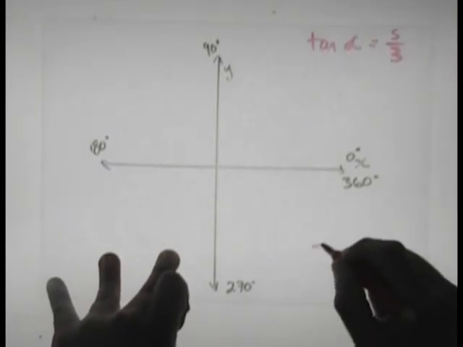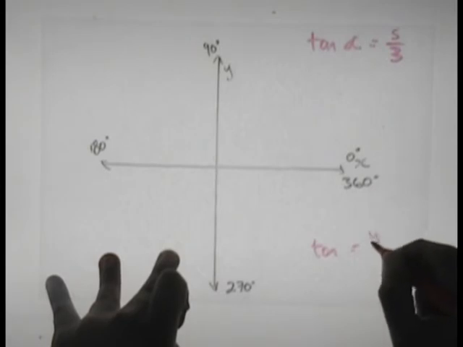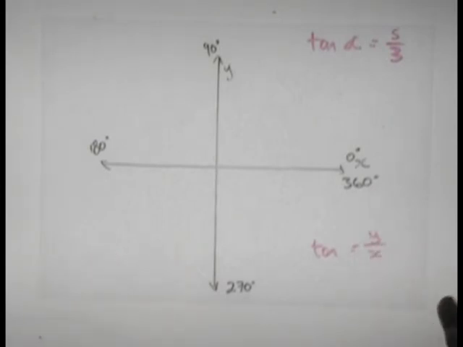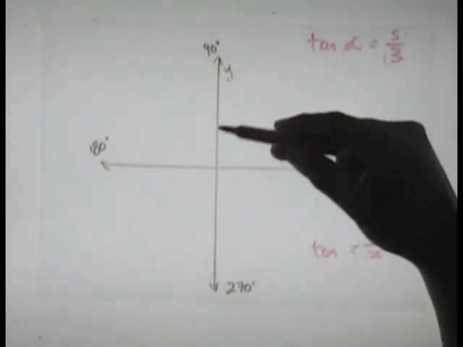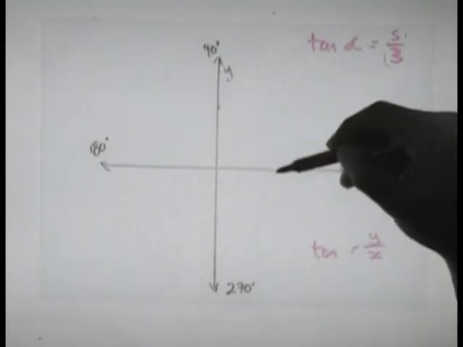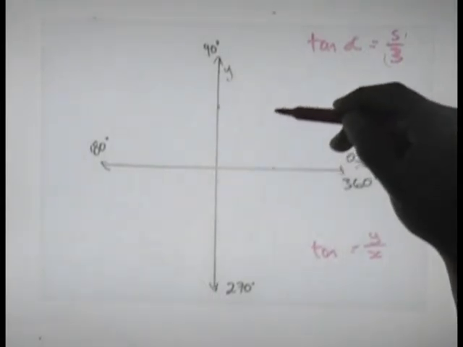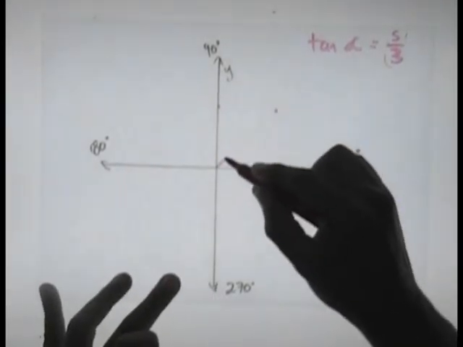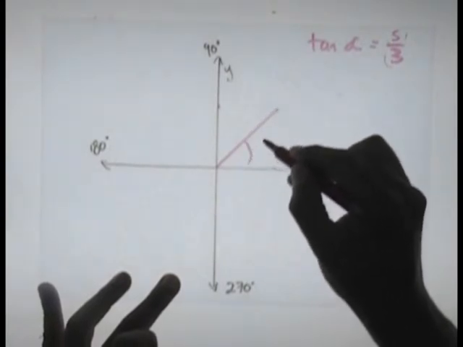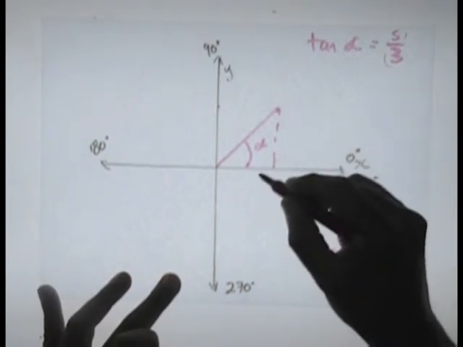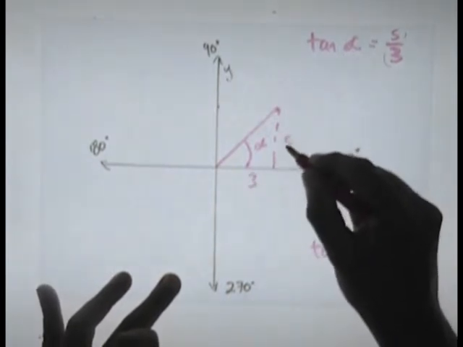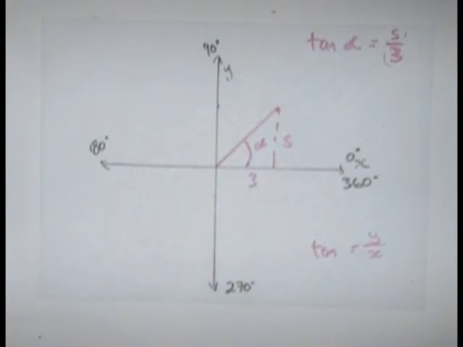Now remember, tan is the function y over x. That means our y value is 5 and our x value is 3. A y value of 5 and an x value of 3 means that our angle falls somewhere over here, and that is angle alpha. It has an x value of 3 and a y value of 5.